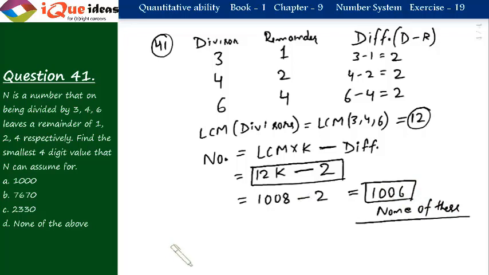So the important thing for this question was, whenever the difference of a divisor and the remainder are the same, you can take the number to be LCM times something minus the difference. Here the LCM was 12. So go for a multiple of 12 which is close to the smallest 4-digit number 1000, that is 1008, minus 2, that is 1006, which should be the answer of this question.